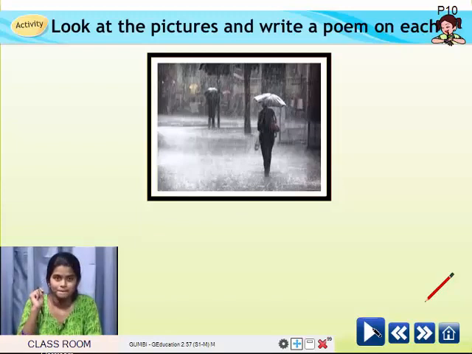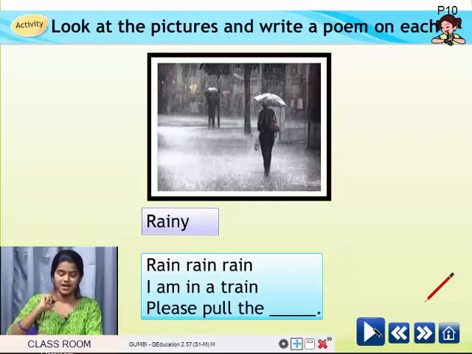Tell me about this. Describe this picture. What is this picture, children? What's happening there on screen? Yes, it's raining. You can see some people walking with an umbrella. So what season is this? Rainy season. Correct.